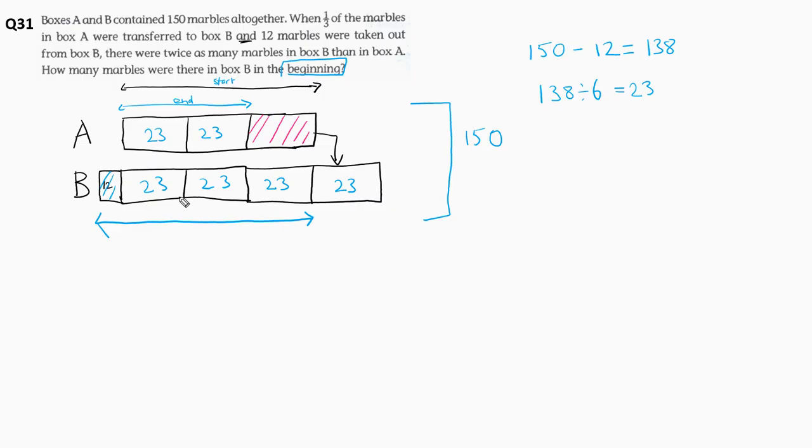So what do we have? We've got 23 times 3 plus 12. So what's 23 times 3? That equals 69. And then we need to add 12, and that is going to give us 81. And that is our final answer, 81 marbles in box B at the beginning.